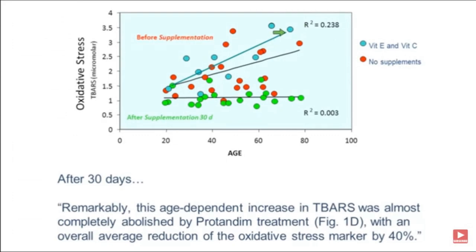Now, when they took Protandim for 30 days and they measured the T-bars again, everybody's oxidative stress level was reduced down to that of a 20-year-old. Didn't matter where they started. On average, it was reduced by 40%, and it was highly statistically significant. That is a big deal.